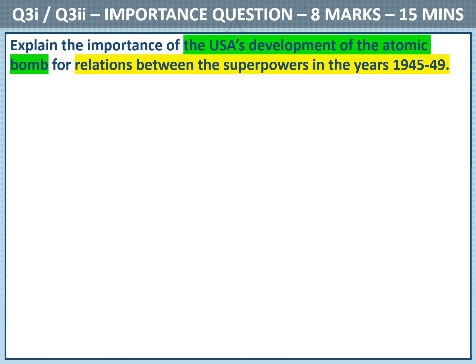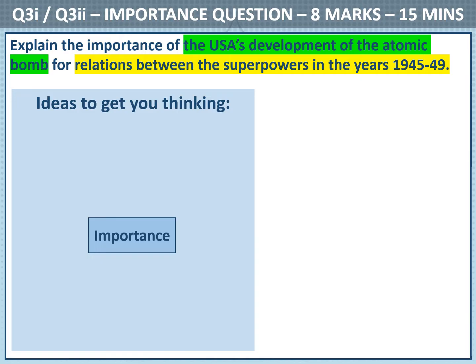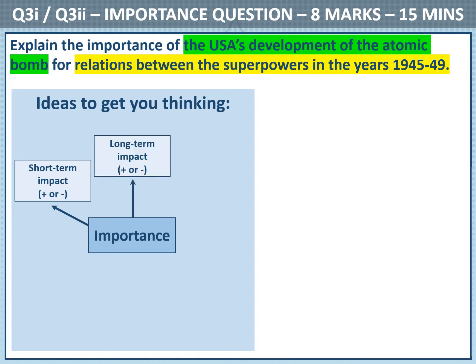So let's take that first question and look at how to go about planning and writing it. Now you need to write about 2 reasons why the USA's development of the atomic bomb was important for superpower relations. Here are some ideas to get you thinking about importance. We might think about the short-term impact which it had. This could be positive or negative. We could also think about the long-term impact which this event had. Again, that could be positive or negative.